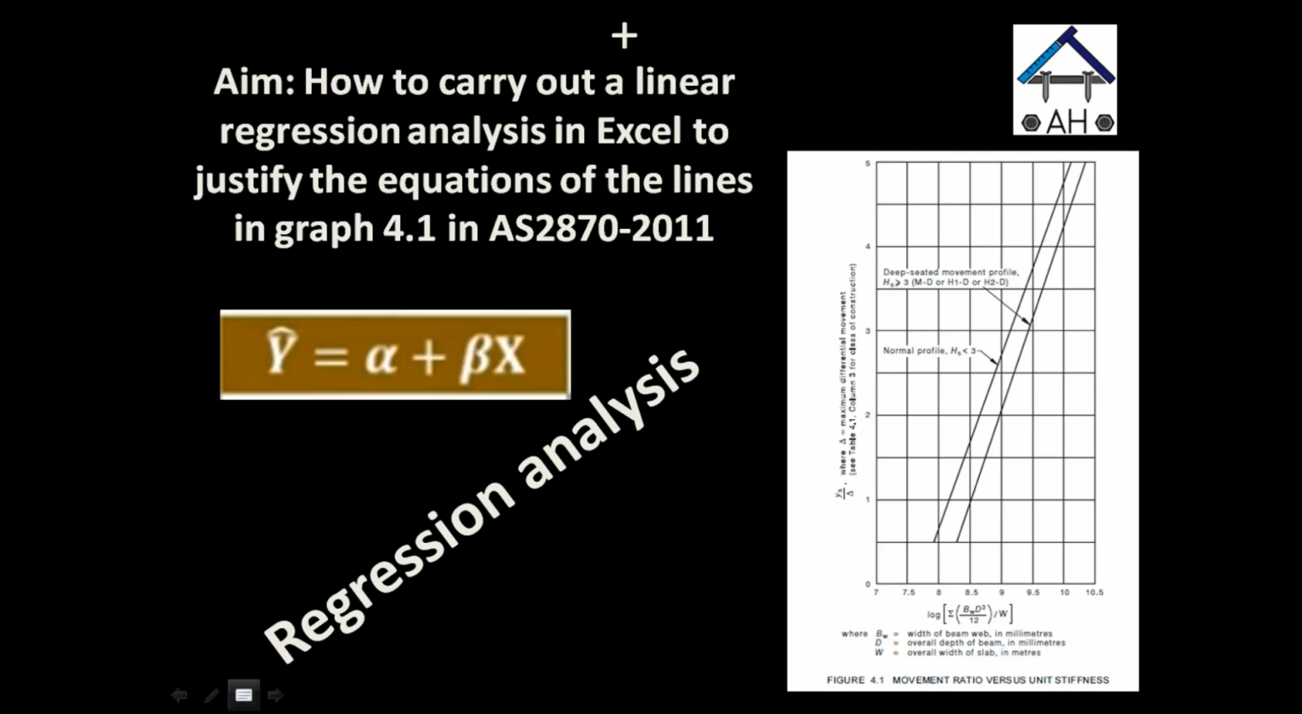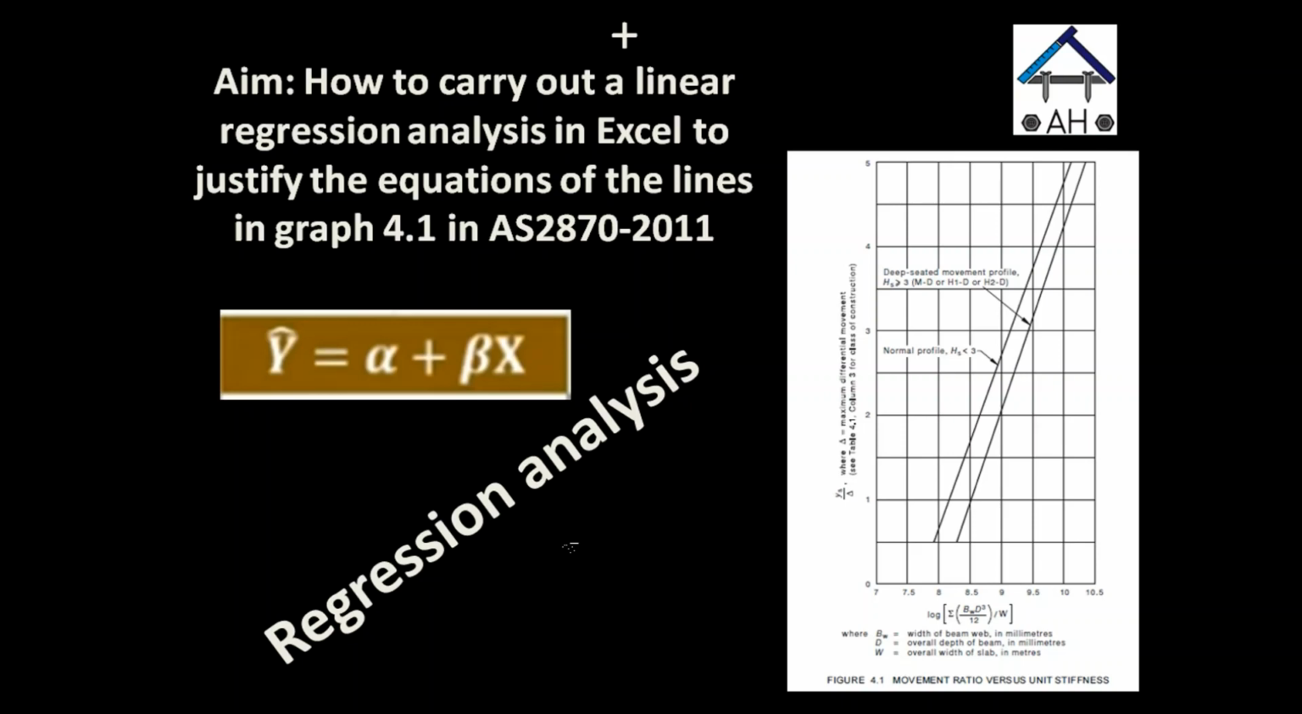The aim of this topic is how to carry out a linear regression analysis in Excel to justify the equations of the lines in figure 4.1, which in this case, you have HS less than 3 and HS greater or equal to 3. Regression analysis is actually a great tool, especially for engineers and data analysts in general. Many times as engineers, we want to develop a relationship between two variables from a number of data points, for which then we can determine a set of equations which represents this data. The way to do this is via regression analysis.